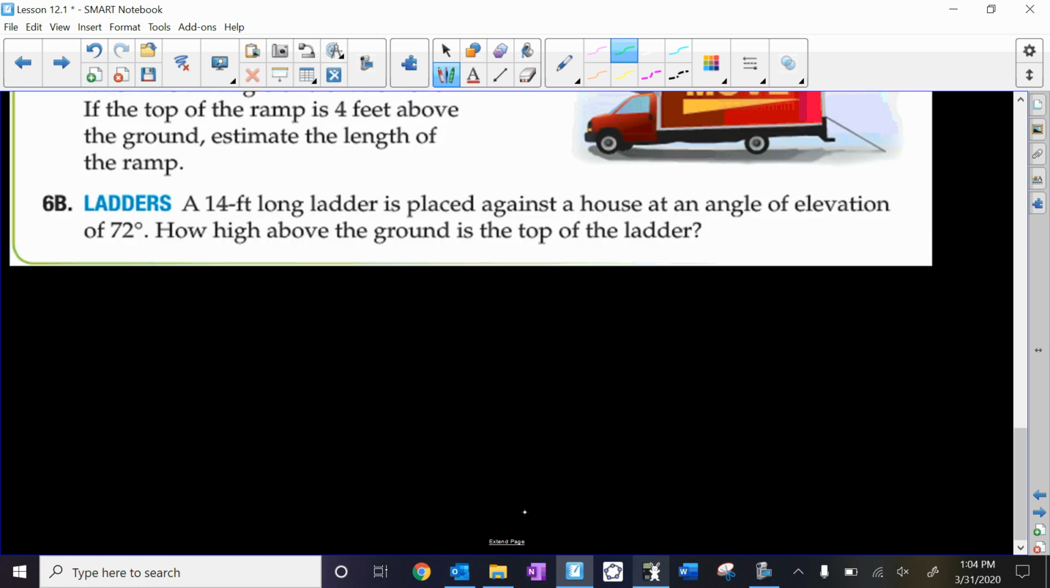We're going to do one more. We're going to do this 6b here. A 14-foot ladder is placed against a house at an angle of elevation of 72 degrees. How high above the ground is the top of the ladder?